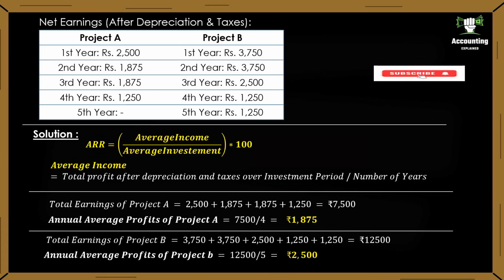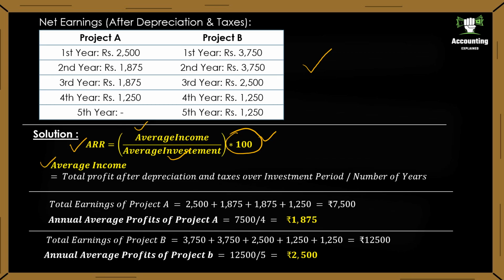Let us solve the question now. This I have taken from your question. First step is ARR is equal to average income divided by average investment into 100. We multiply by 100 because ARR should always be in percentage. First step is to find out the average income. Average income is total profit after depreciation and taxes over investment period divided by number of years.